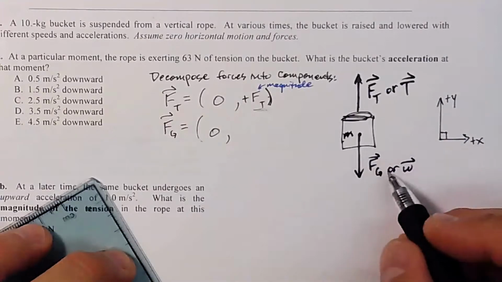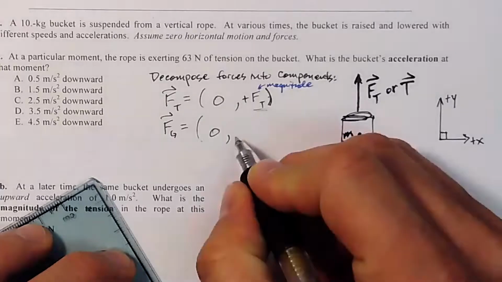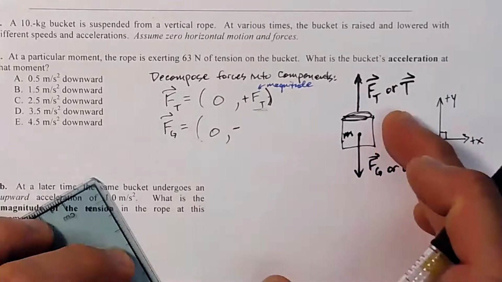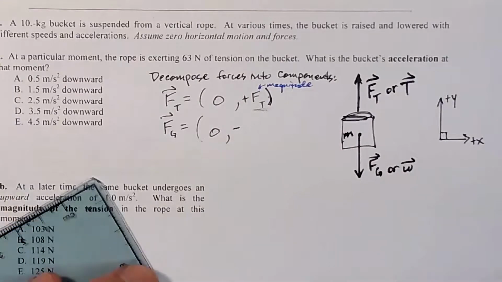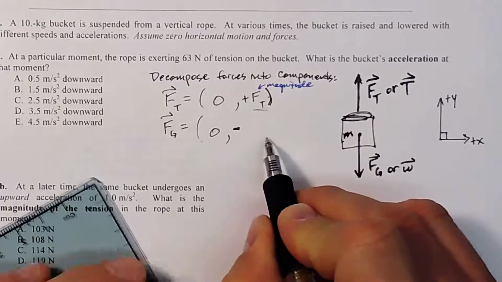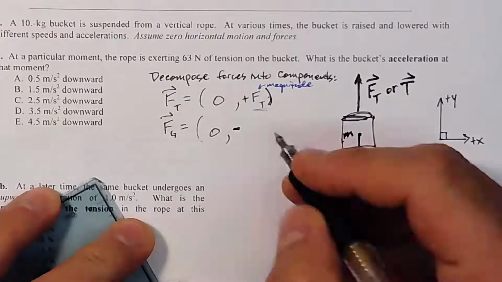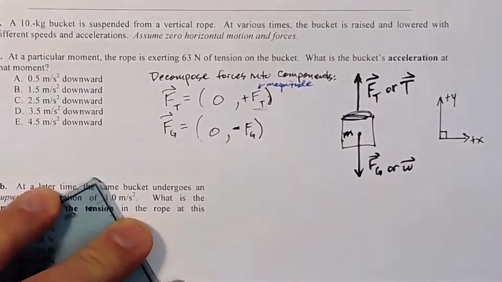Y component of the weight will be the entire magnitude of the weight in the negative y direction. So again, by inspection. I mean, we could say it's equal to magnitude of weight times sine of 270, but sine of 270 degrees is just negative 1. So negative y direction, and then the magnitude of the weight. Well, what's the magnitude of the weight? We know what that is.